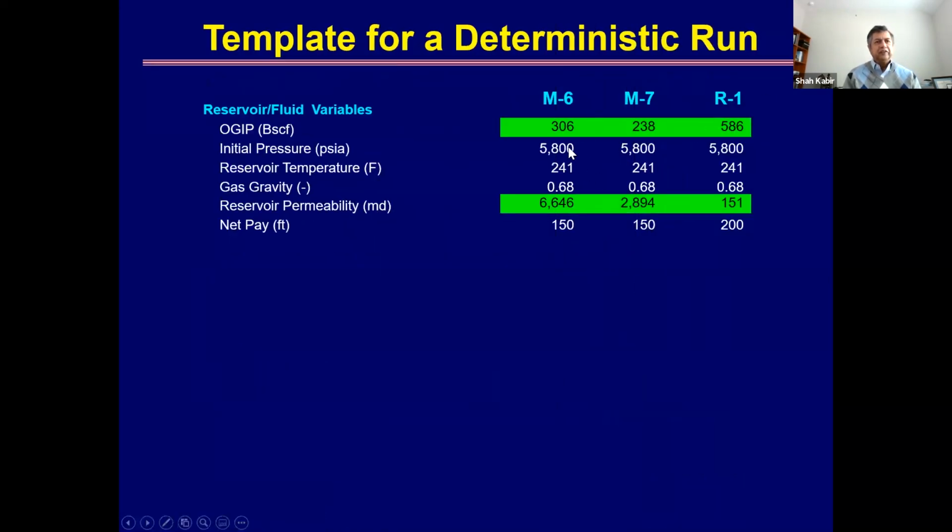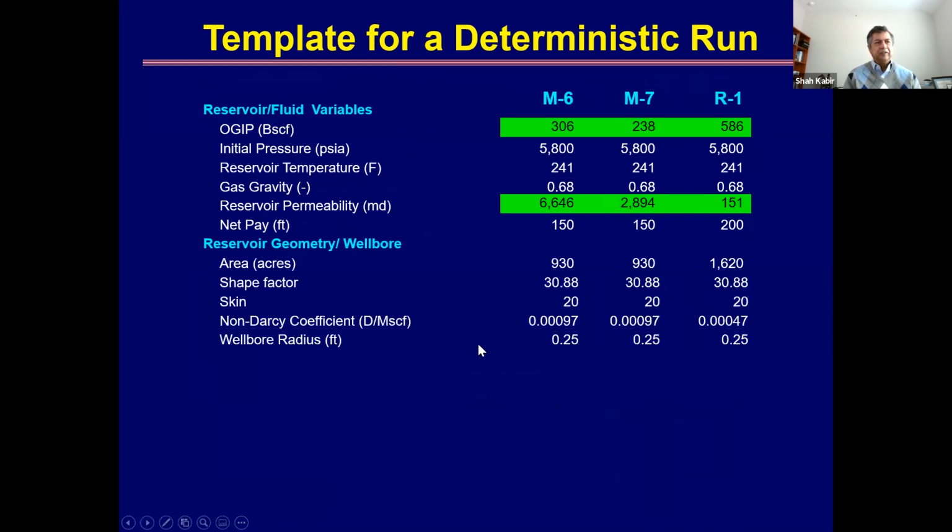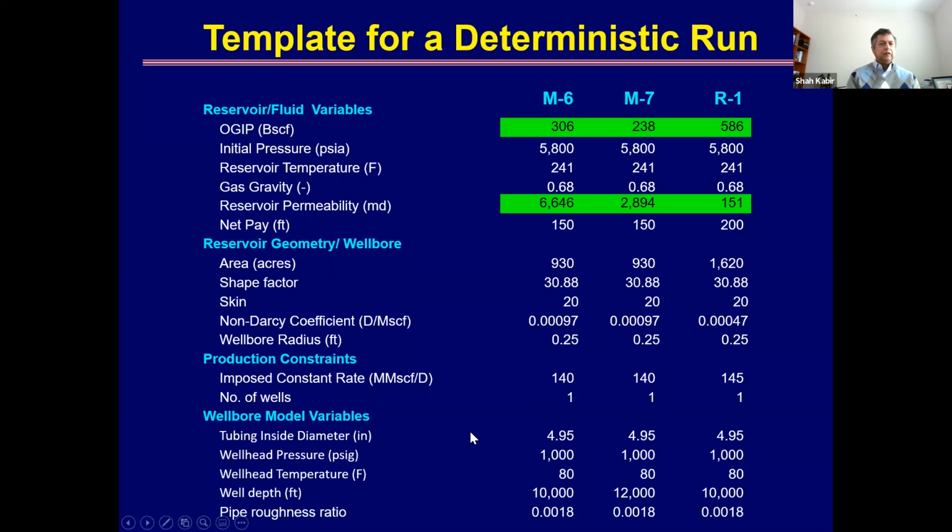So these are the three reservoirs, and these are all the input parameters that we plugged in. I'm not going to go through that. Everything is in the spreadsheet in the slide pack. We consider non-Darcy flow, everything you can think of. And that's the shift factor. We kept it the same, and as you can see, different acreage. Then we have the wellbore model and everything. So we considered reservoir and wellbore.